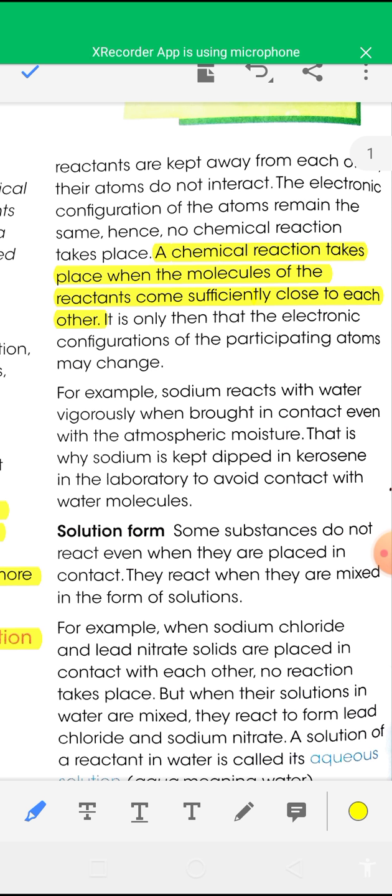So a chemical reaction takes place only when the molecules of reactants come sufficiently close to each other, and it is only then that the electronic configuration of the reactant atoms or participating atoms may change.